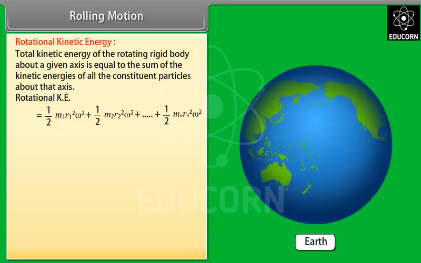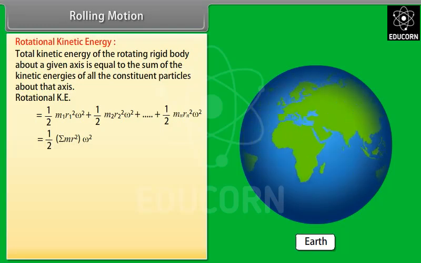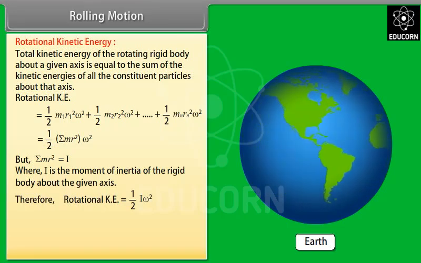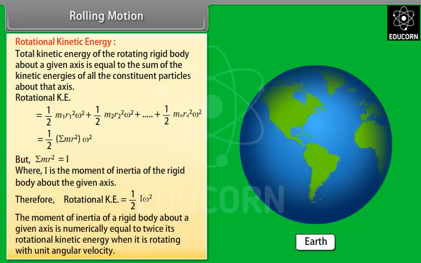On summing this equation, we get rotational kinetic energy is equal to half the summation of the product of m and r square multiplied by omega square. But we know that the summation of m r square is equal to the moment of inertia of the rigid body about the given axis. Therefore, rotational kinetic energy is equal to half I omega square. The moment of inertia of a rigid body about a given axis is numerically equal to twice its rotational kinetic energy when it is rotating with unit angular velocity.